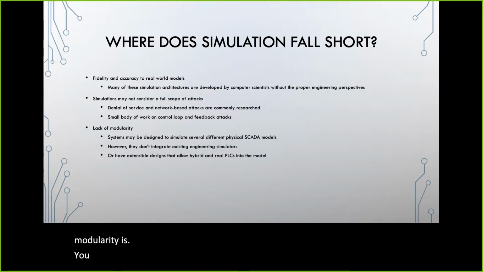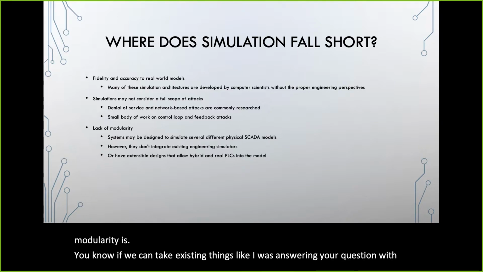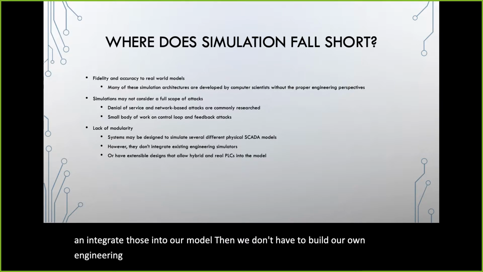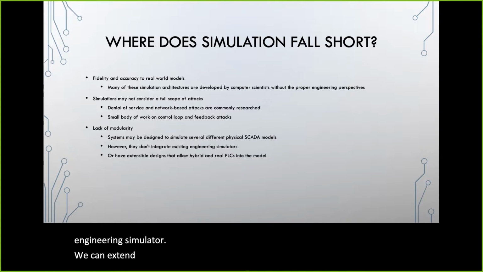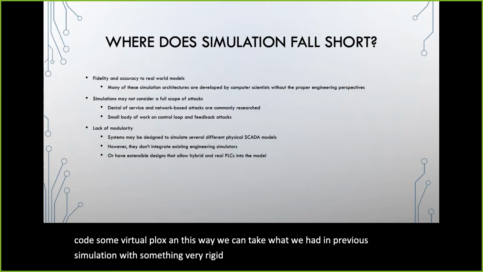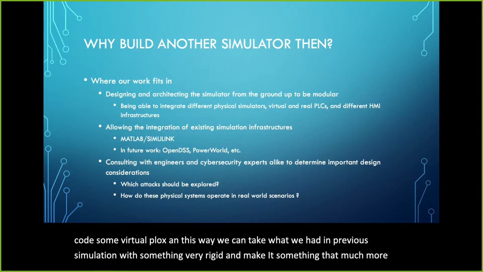If we can take existing things, like I was answering your question with, and integrate those into our model, then we don't have to build our own engineering simulator. We can extend that. We can add our own PLCs. We can go out and buy PLCs. We can code some virtual PLCs. And this way we can take what we had in previous simulation, which was something very rigid, and make it something much more flexible.